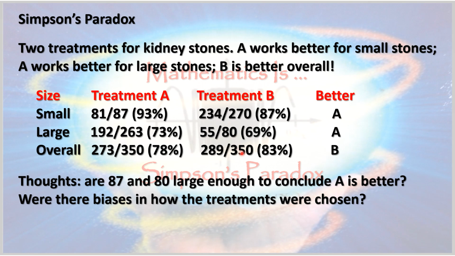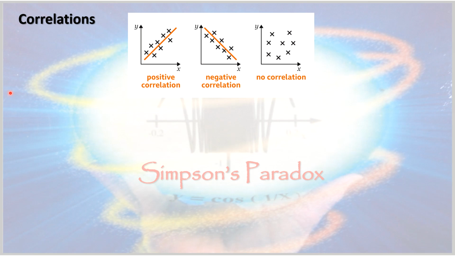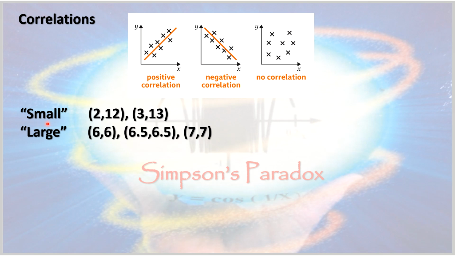You can also look at Simpson's paradox from the perspective of correlations. Correlation is a measure of linear trends in 2 variable data. If variable y tends to increase when variable x increases, then x and y are positively correlated. If y tends to go down when x goes up, then x and y are negatively correlated. Now suppose you have data in 2 categories, say small and large. If x and y are positively correlated for small data, and x and y are positively correlated for large data, don't x and y have to be positively correlated when the data is combined?